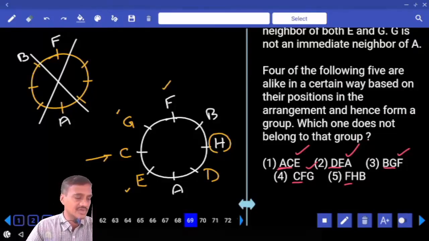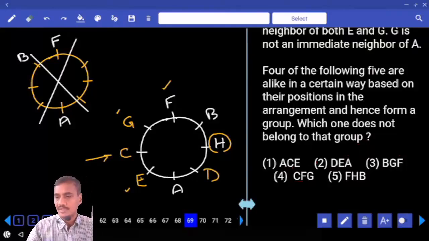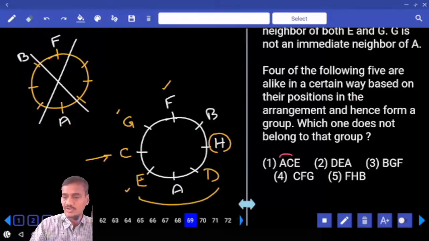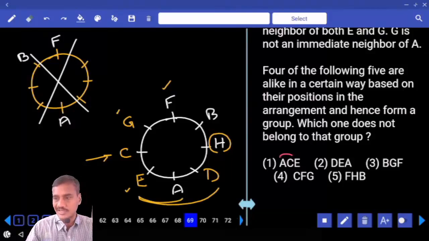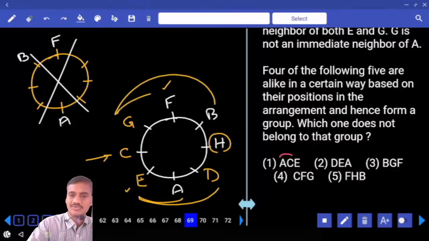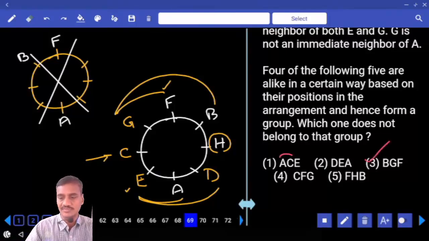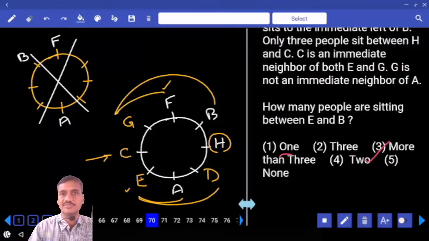Then what is the odd one out? A and C: A to C is clockwise, plus 2, isn't it? Minus 1. E and D: is it clockwise or anti-clockwise? D to E is clockwise and A is anti-clockwise. B, G and F: from B, G is anti-clockwise and F is clockwise. Hence what is your answer? Choice 3, except choice 3, and the remaining are following the same pattern.